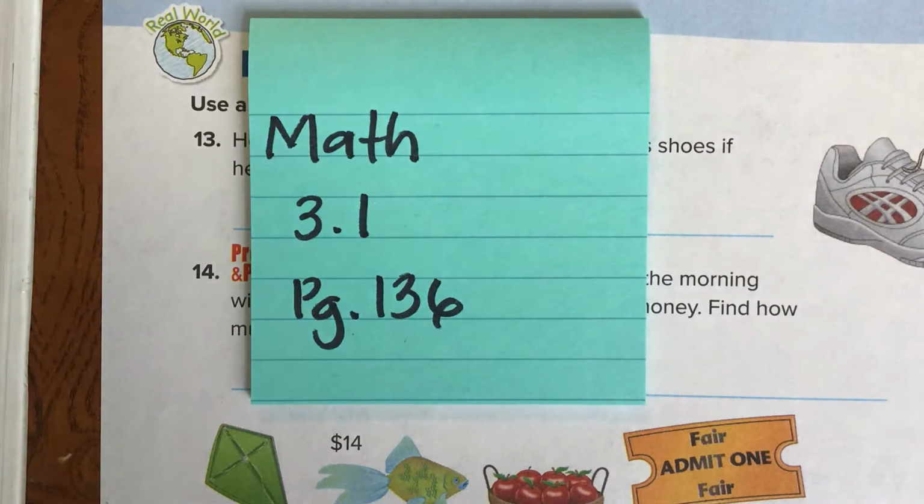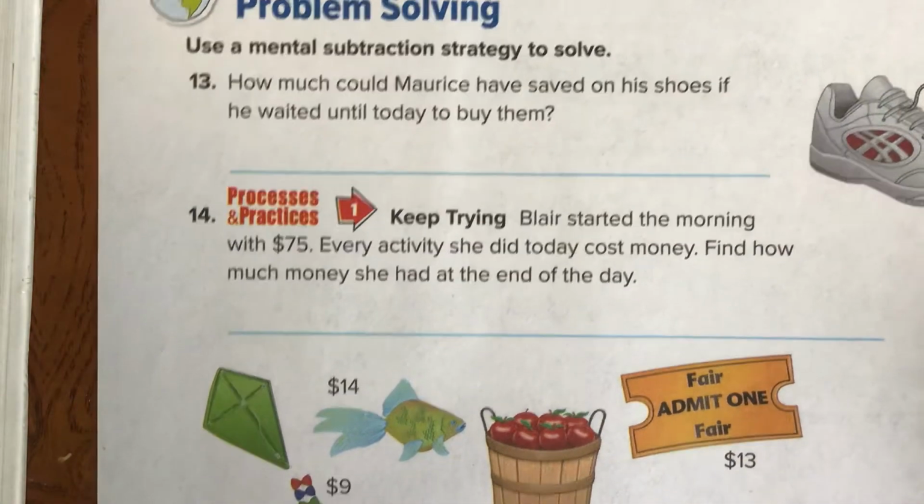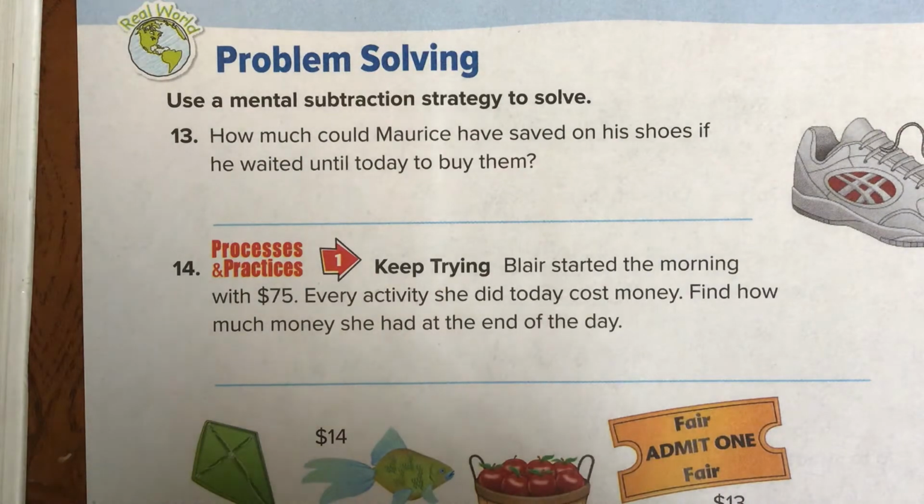Good morning, everyone. Today we're going to be going over page 136, lesson 3.1 in our math books. So if you'll be on 136, we are looking at the problem solving. Number 13 says, how much could Maurice have saved on his shoes if he waited until today to buy them?